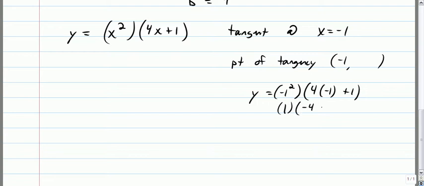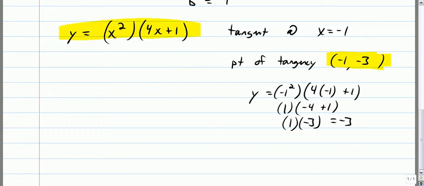That'll be -4 plus 1. So 1 times -3, which is -3. So the y-coordinate of the point of tangency is -3. Now we just need to know the slope of the line that's tangent to the curve at this point.